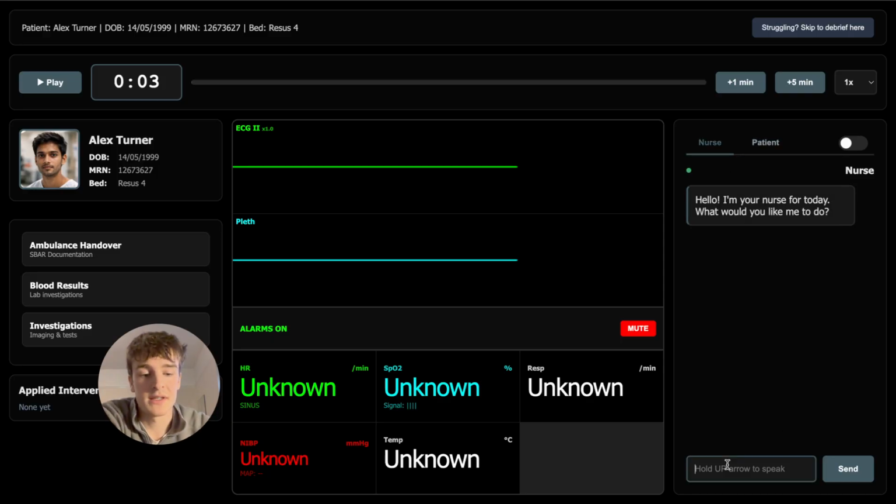Now you can text to talk to them or we can speak. For this demonstration, I'm going to speak because I personally prefer that. Although if you're in a setting where you couldn't type, say a student was using it in the library, they are very welcome to type rather than speak. So let's get started. There's an ambulance handover here.